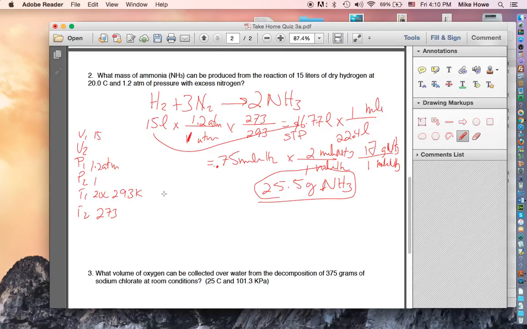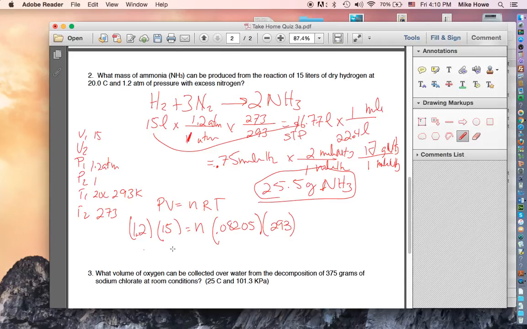Now the other way you could have done the problem is use the ideal gas law. So you could do PV equals nRT. You could put in 15 liters for volume. You could put in the pressure of 1.2 atmospheres, and for space I'm leaving out units. We don't know the number of moles because that's what you're trying to find, trying to get to there. And R is 0.08205 because you're using the atmospheres this time for pressure. The temperature is 293 because 20 plus 273 is 293.